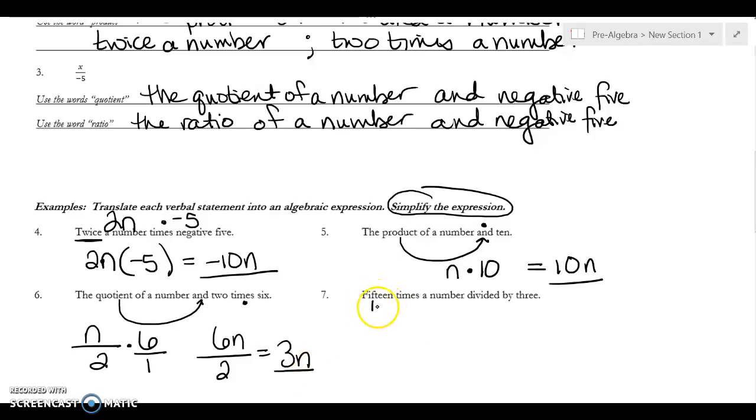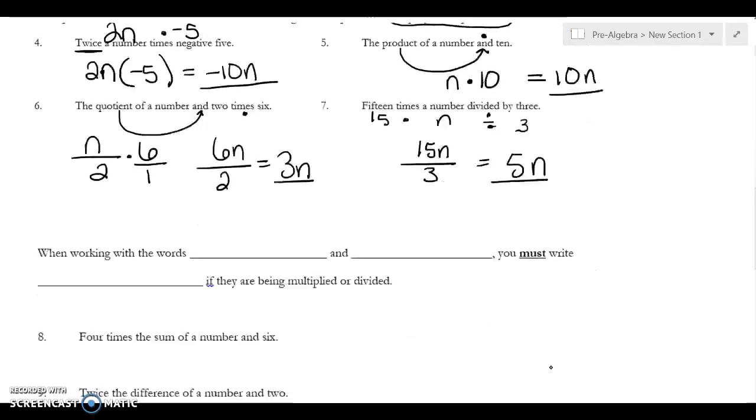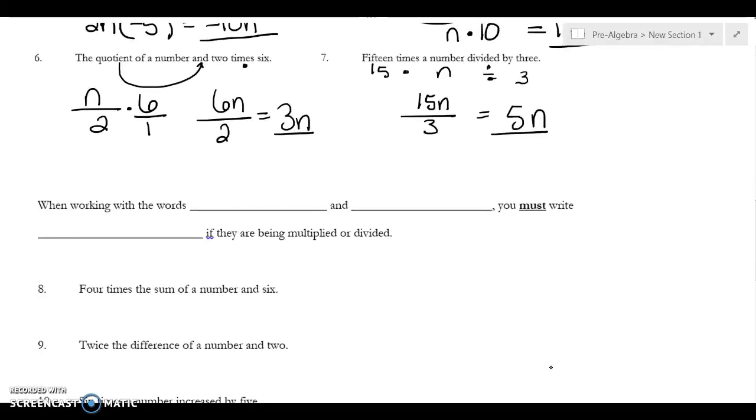Last one, 15 times a number divided by 3. So that's going to look like this, 15n divided by 3. Well, to simplify this, I do 15 divided by 3, which is just 5. Okay, so those are basic problems where you just have one operation and it's either multiplying or dividing. Now we're going to start getting into where we're combining all 4.